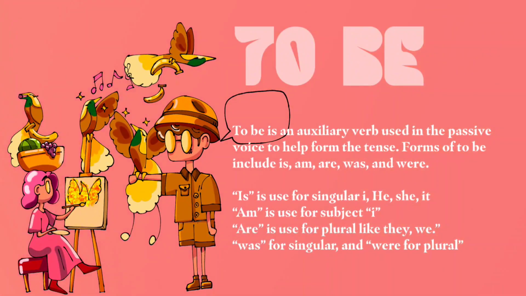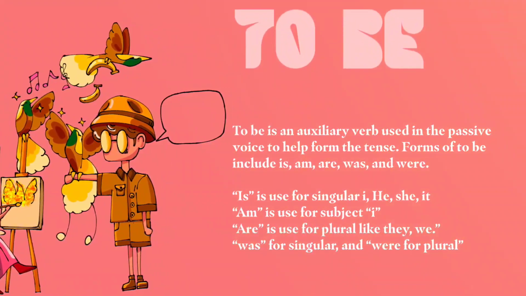To be is an auxiliary verb used in the passive voice to help form the tense. Forms of to be include is, am, are, was, and were. Is is used for singular like he, she, it. Am is used for subject like I. Are is used for plural like they and we. Was for singular and were for plural.